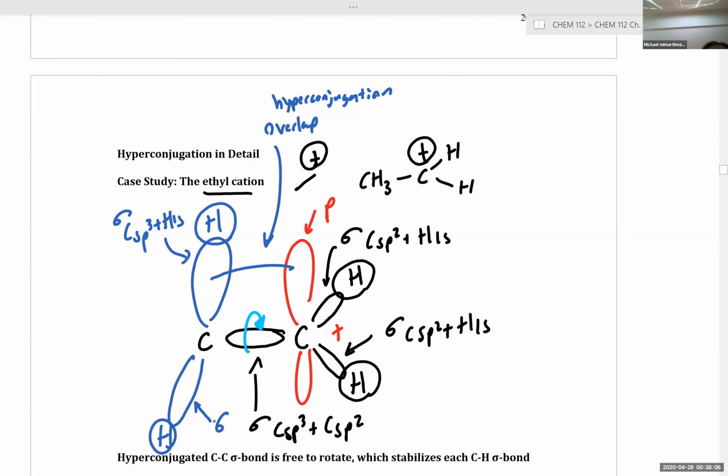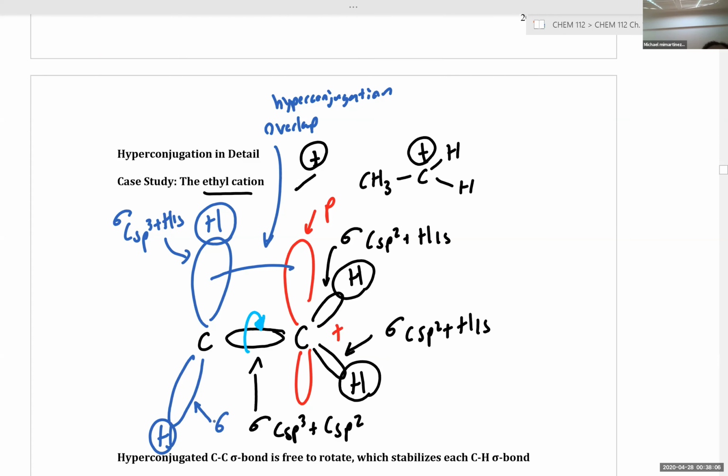Now, hyperconjugation and the strength of this stabilizing effect does depend on the exact nature of the sigma bond. But for the purposes of this class, we're mainly looking at this carbocation is stabilized by this adjacent methyl group. And the more adjacent alkyl groups we have, the more we can stabilize our carbocation via hyperconjugation.